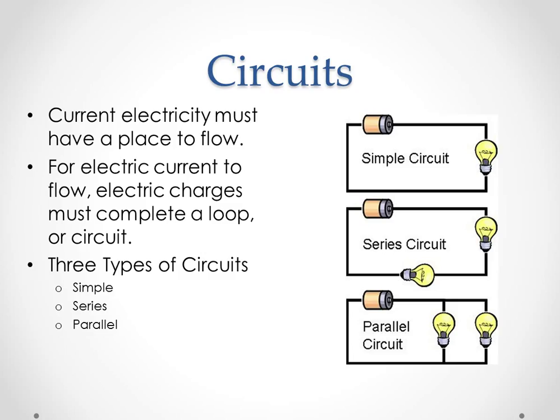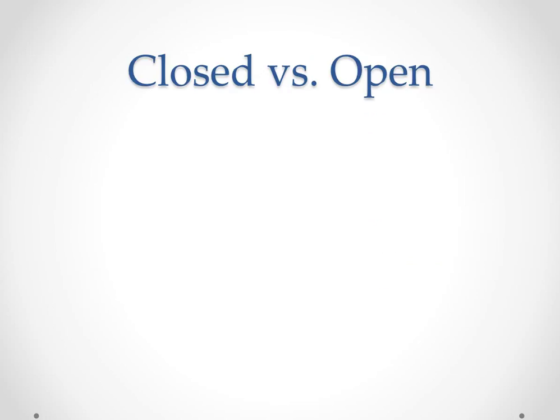Here the diagram shows an example of each of those different kinds. You might think a simple and a series circuit look very similar, and in a way they are, but a simple circuit really only has a power source and a load, which is like a light bulb. A series circuit has two or more of those things. And a parallel circuit we'll talk about later this level.